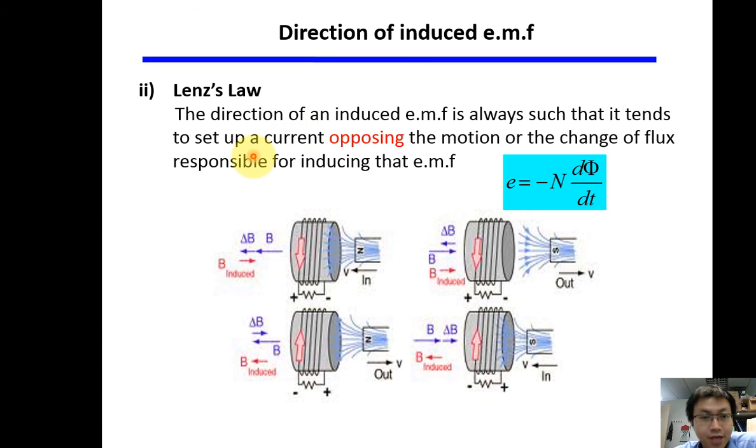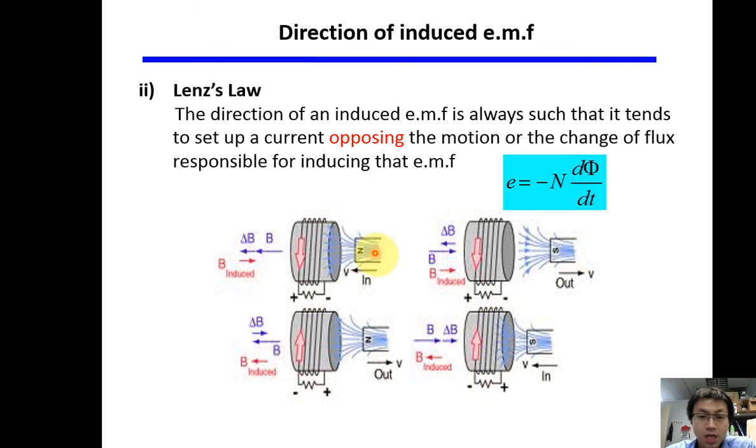Then another guy is saying Lenz's law: the direction of the induced EMF is always such that it tends to set up a current opposing the motion or the change of the flux responsible for inducing that EMF. So just now we have V_induced equals N d phi/dt, and then Lenz found that we need to put a negative here. It shows that the induced EMF always needs to be generated to oppose the change of the flux.